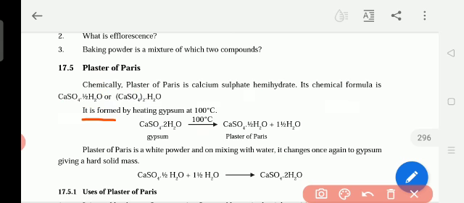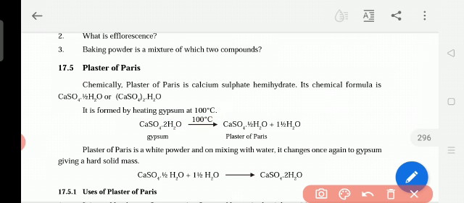So it is found by heating gypsum at 100 degrees Celsius. Gypsum means what? Black color stones we use as chips to prepare the house, concrete house, cement, and some black color small chips. It is called gypsum. To make the houses we use small stones which are in black color. It is called gypsum. So how do we get the plaster of Paris? When the gypsum is heated at 100 degrees Celsius, we get the plaster of Paris.